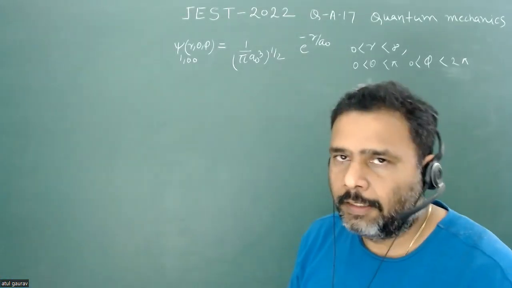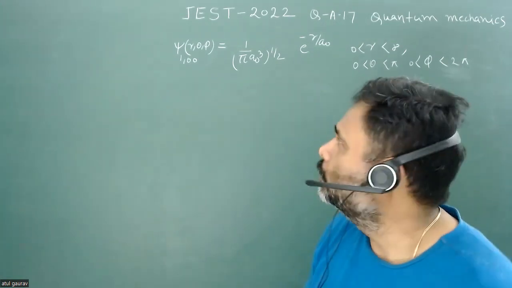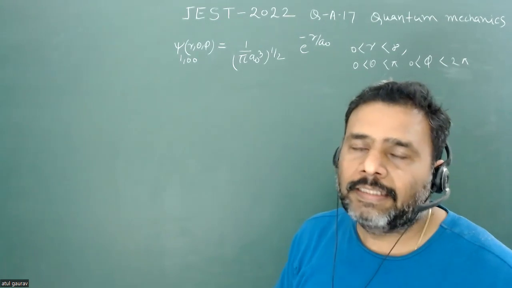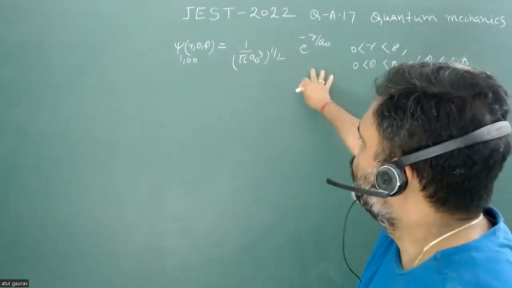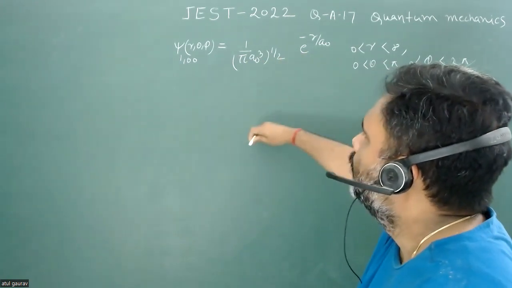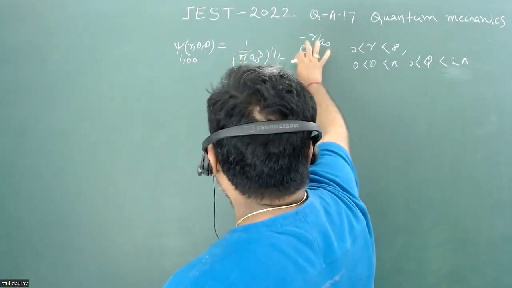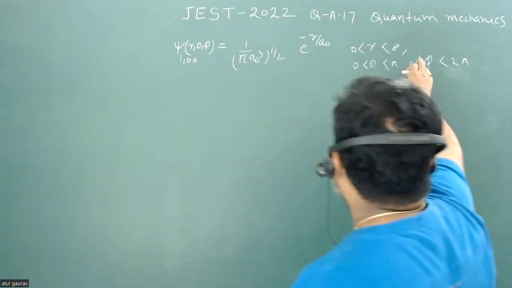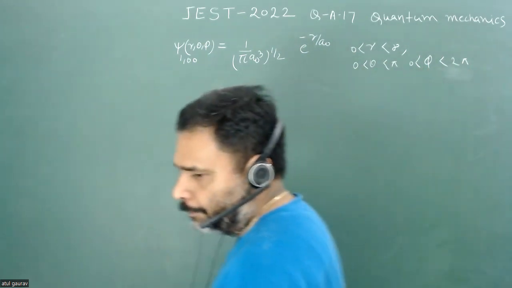Hello students, so let's try to solve one more problem from JEST 2022, and this problem is from quantum mechanics, from the hydrogen atom. The total wave function is given for the ground state, with quantum numbers 100, where r is between 0 to infinity, theta is between 0 to pi, and phi is between 0 to 2 pi.